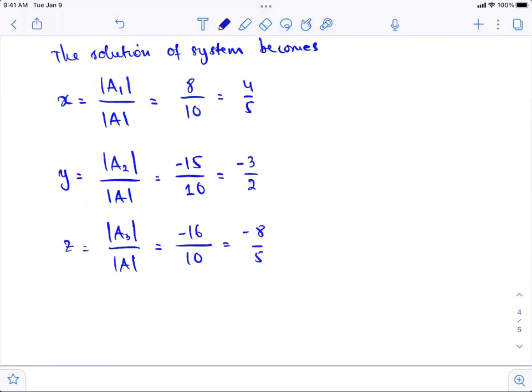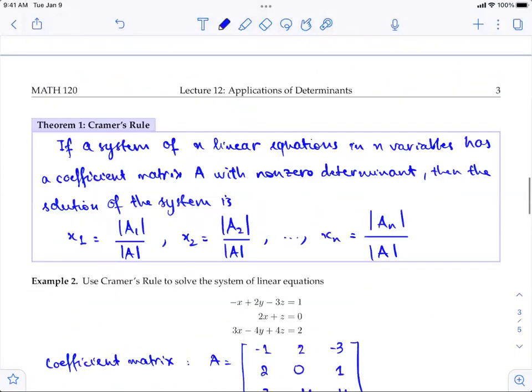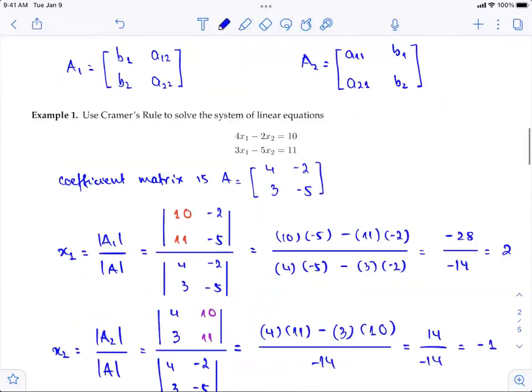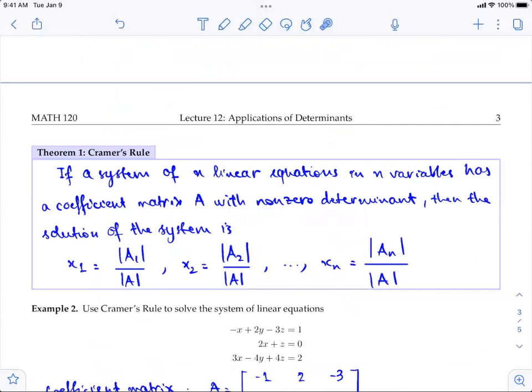So that's it for me for this lecture. In this lecture, we learned about Cramer's rule, another way for us to solve a system of n linear equations with n variables. And you obtain a formula of this form: the first component of the solution is equal to a fraction of the determinant of A1 over the determinant of A. The second component is the determinant of A2 over the determinant of A, and so on and so forth, given that capital A is the coefficient matrix of the system.